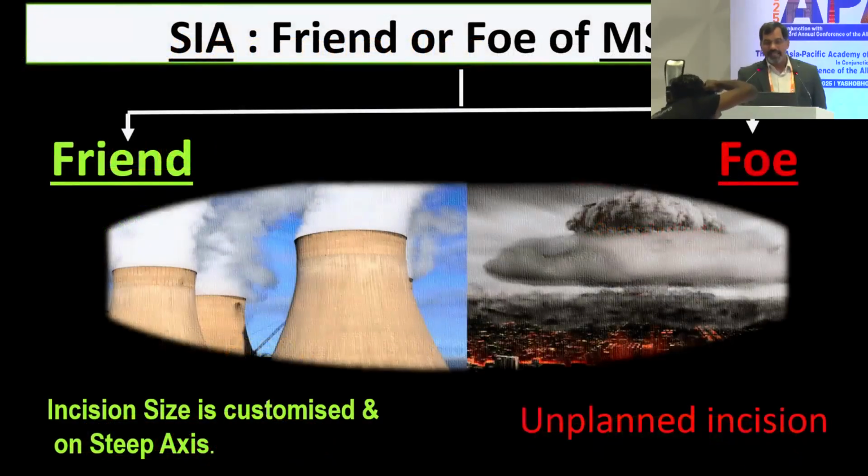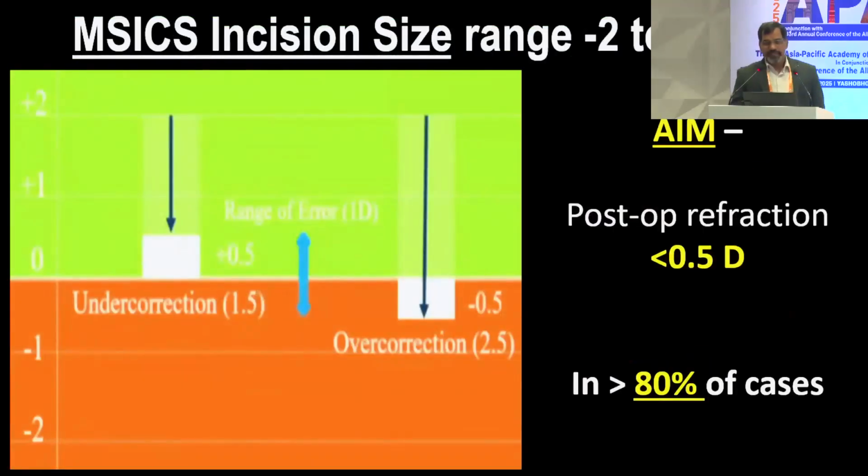So SIA is a friend if your incision size is customized and you have taken the incision on the steep axis. For an unplanned incision, it is a foe. MSICS incision size ranges from 2 mm to 7 mm. Our aim is to correct the post-op refraction and keep it to less than 0.5 diopter, so 0.5 diopter over corrected or under corrected. So we are getting a 1 diopter range of error.